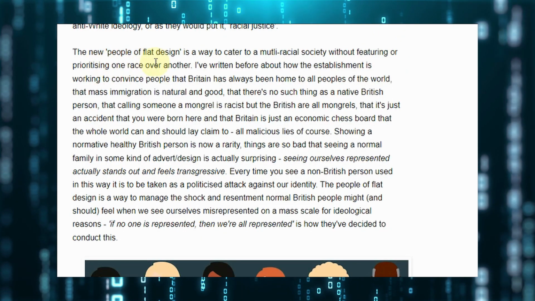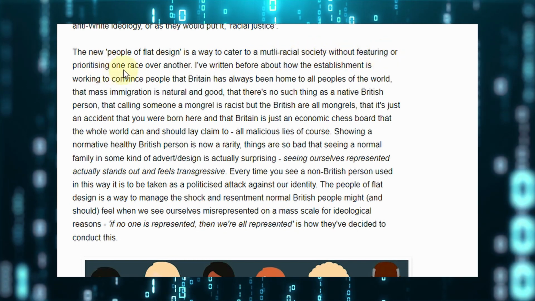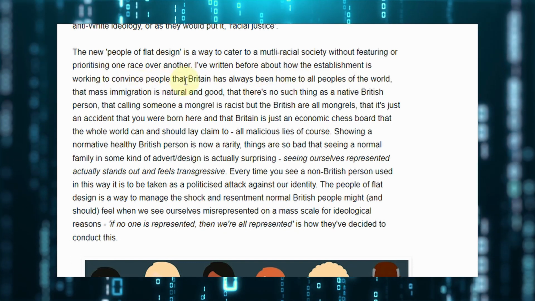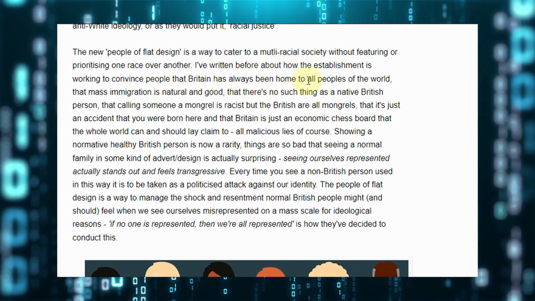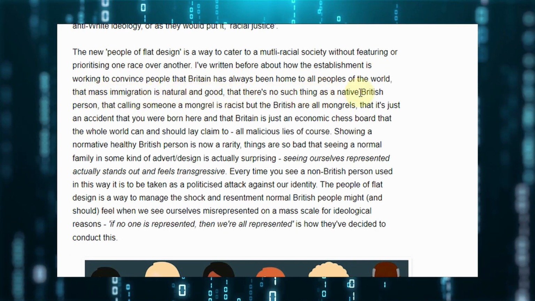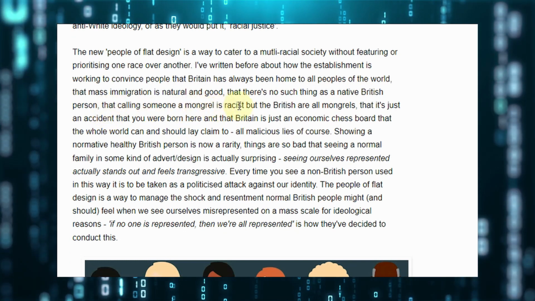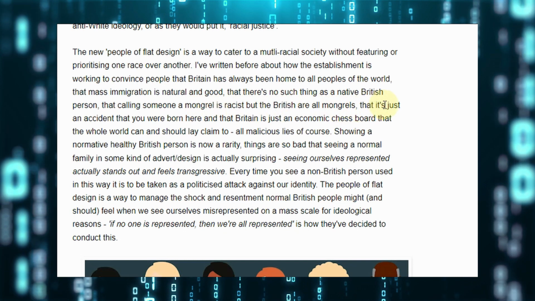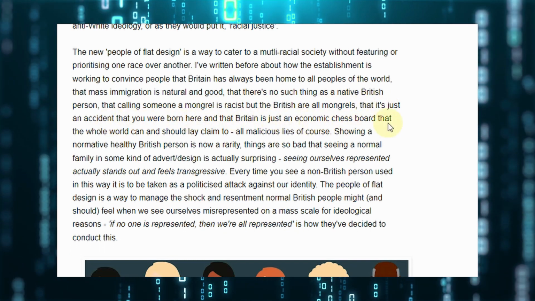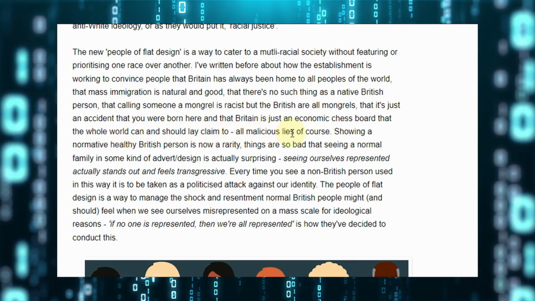The new people of flat design is a way to cater to a multiracial society without featuring or prioritizing one race over another. I've written before about how the establishment is working to convince people that Britain has always been home to all peoples of the world, that mass immigration is natural and good, and that there's no such thing as a native British person, that you being born here is just an accident, and that Britain is just an economic chessboard that the whole world can and should lay claim to. All malicious lies, of course.